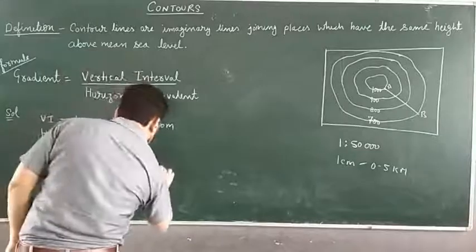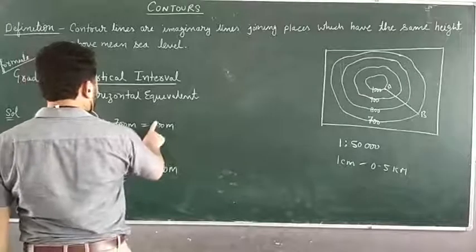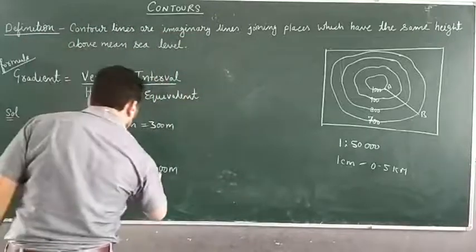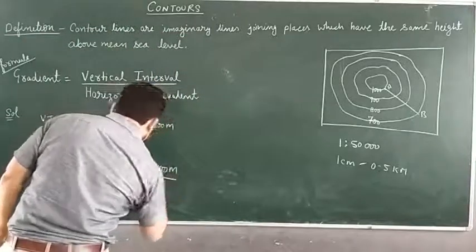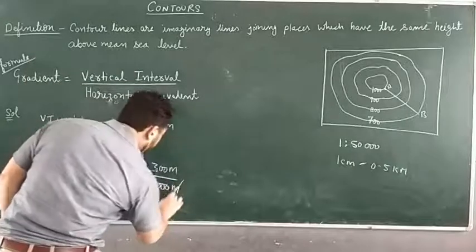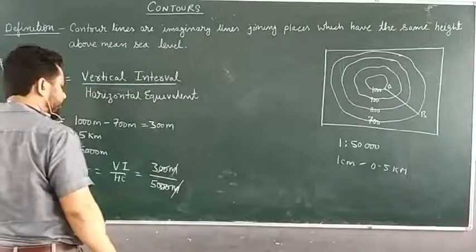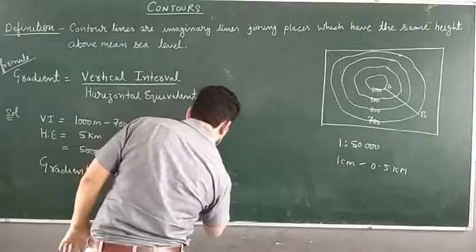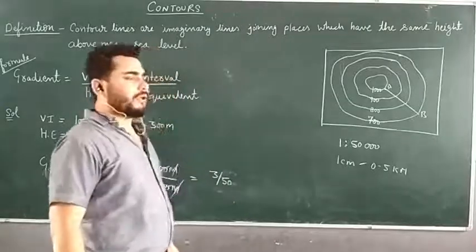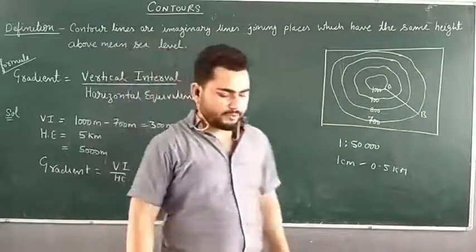VI equals 1000 minus 700, which is 300 meters. And HE was 5000 meters. So it will be 3 by 50. It means that in order to gain a height of 3 meters, you will have to travel 50 meters.